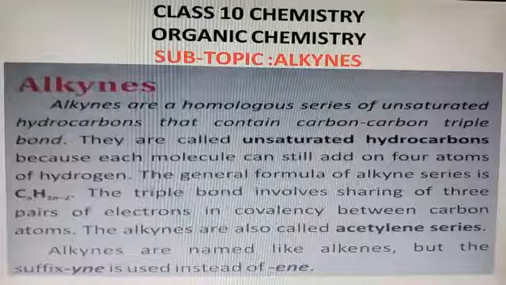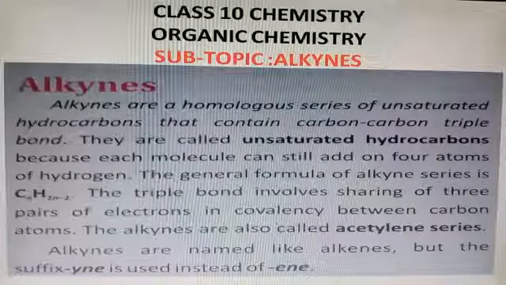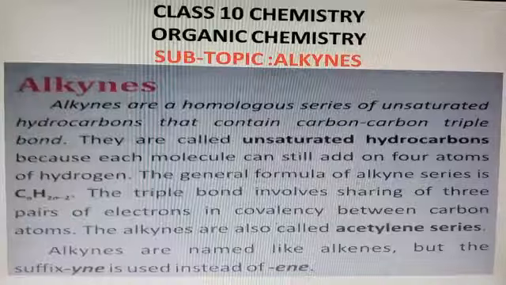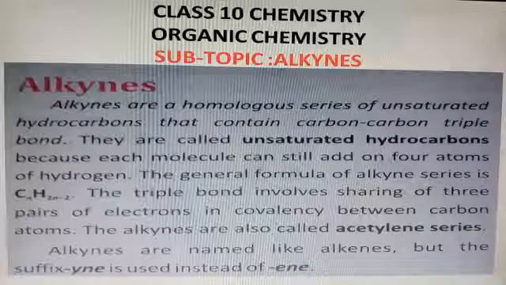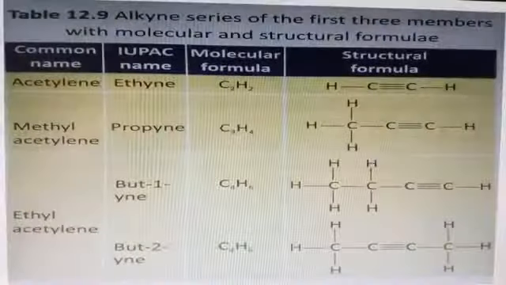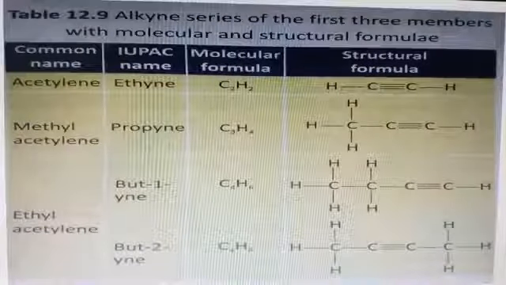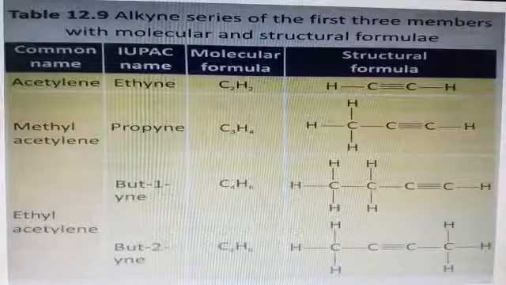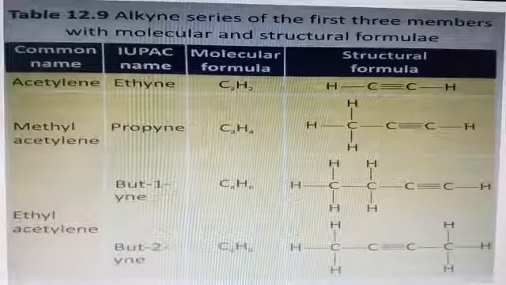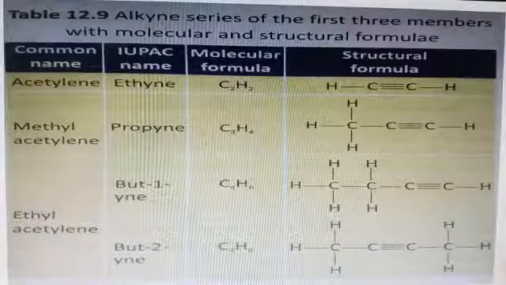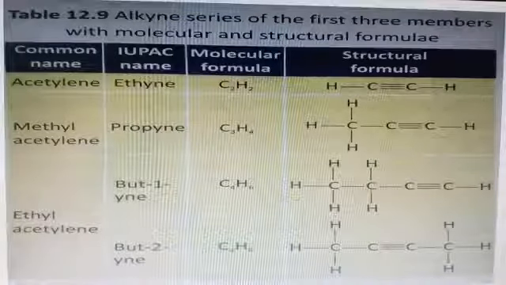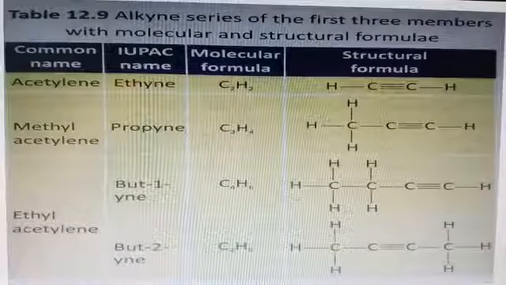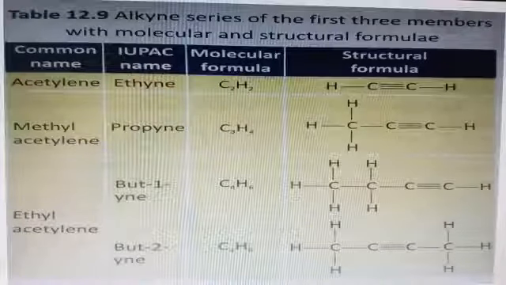So what are alkynes then? Alkynes are a homologous series of unsaturated hydrocarbons that contain a carbon-carbon triple bond. You can see the example here: the alkyne series of the first 3 members with molecular and structural formula. Common name acetylene, IUPAC name ethyne. Since there is eth, the word root is eth, meaning there will be 2 carbon atoms. C2H2. You can see here C triple bond C. There is a triple bond between carbon and carbon, so that's why they fall under alkyne.